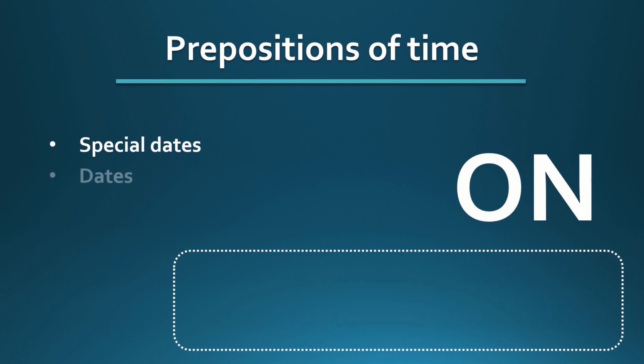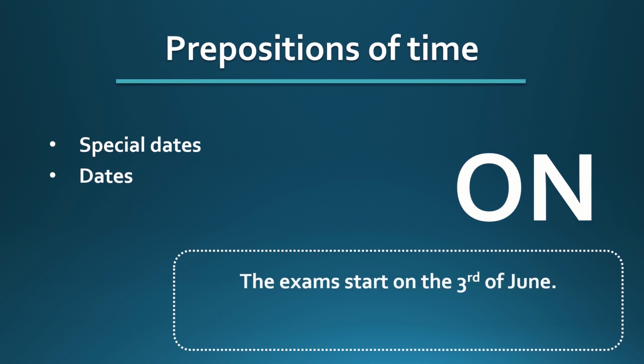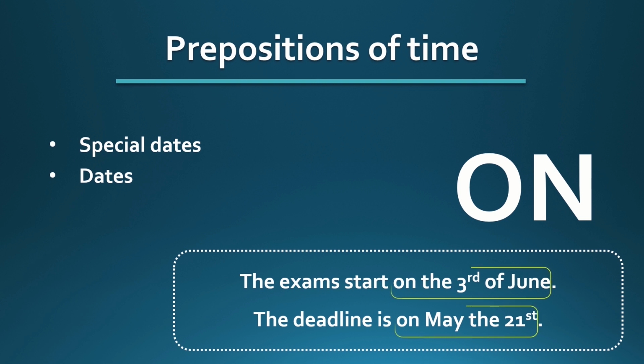The second use here is dates. Whenever we want to talk about dates in specific, we use on. The exams start on the 3rd of June. The deadline is on May the 21st.